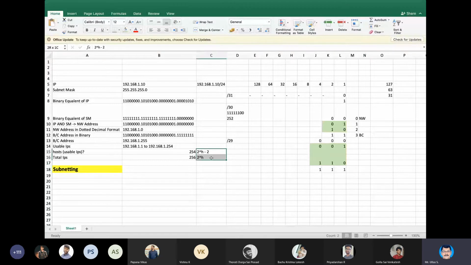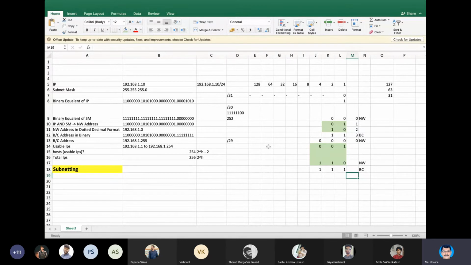Please cross check whether this equation is standing good for our calculations, what all we did here. So again here it's 0. This is our network. This is our last network bit combination. This is our broadcast. Are you fine with this calculation? Now you can go ahead and calculate for all the remaining.